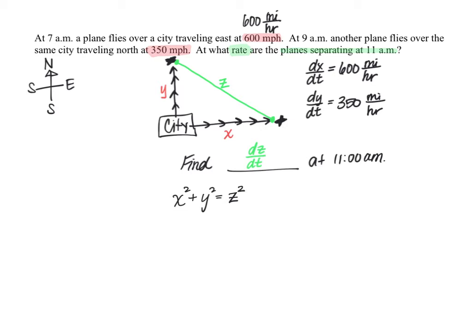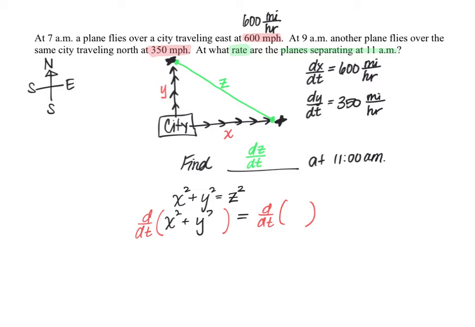Now, I want to take the derivative because I'm looking for dz over dt. And I'm taking the derivative with respect to time. So this is going to be implicit differentiation, where I'm taking the derivative of everything on the left as well as everything on the right, but taking that derivative with respect to time.